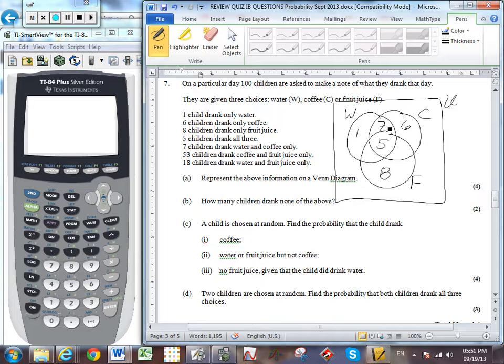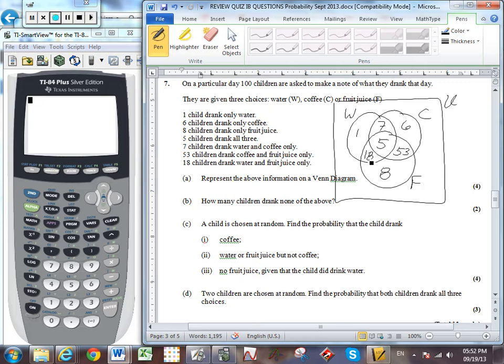53 children drank coffee and fruit juice only. So there's a full 53 in that region. If that word only didn't appear, by the way, then we're saying that this total overlapping region is 53. But when it says only, it means only the outer part. And lastly, 18 children drank water and fruit juice only. We've now represented the information on a Venn diagram.